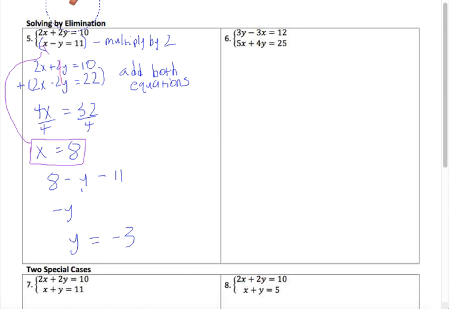Sorry, so that was 8 minus y equals 11, and negative y equals 3, so y equals negative 3. So our solution is 8, negative 3.